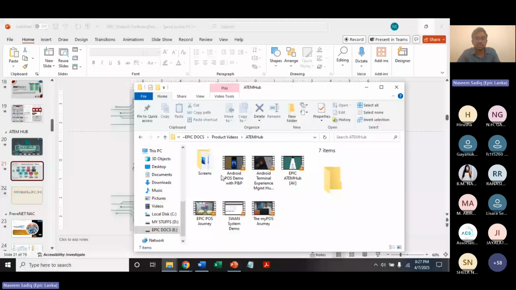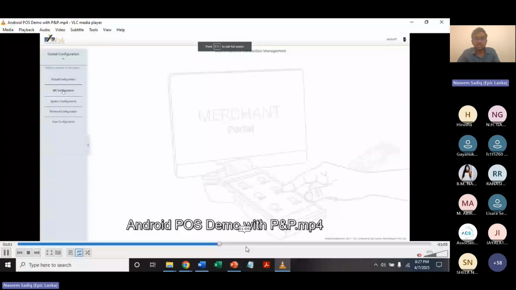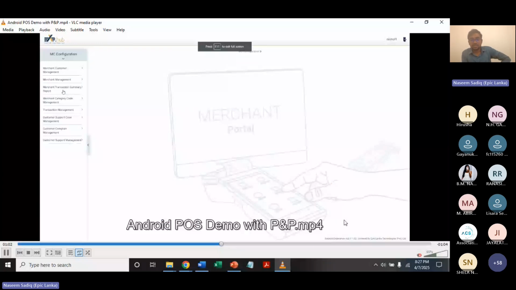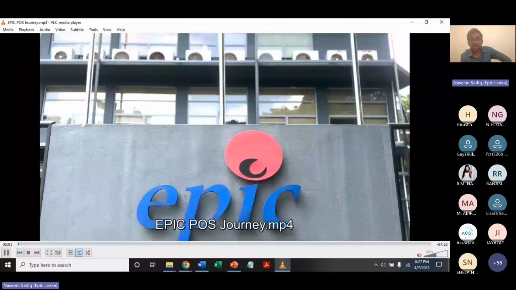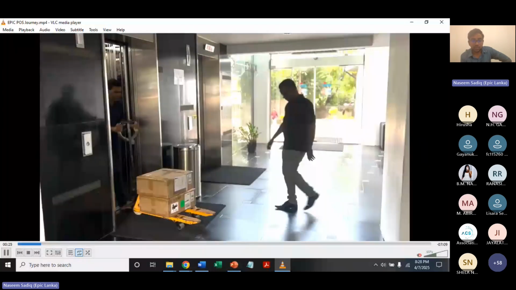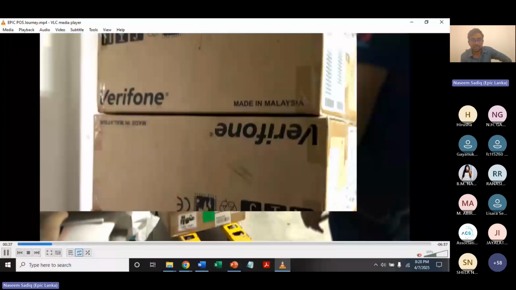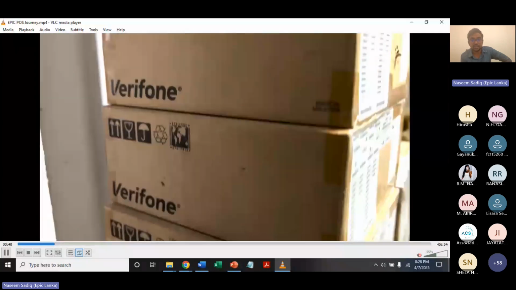These are terminals, right? So at Epic, this is basically Epic, right? We import the largest number of terminals to the country. We program this using C, C++ technology because it's embedded programming. And for smart devices, we program through Android.